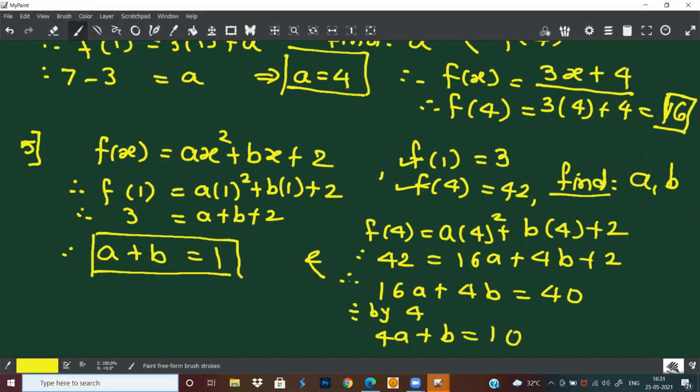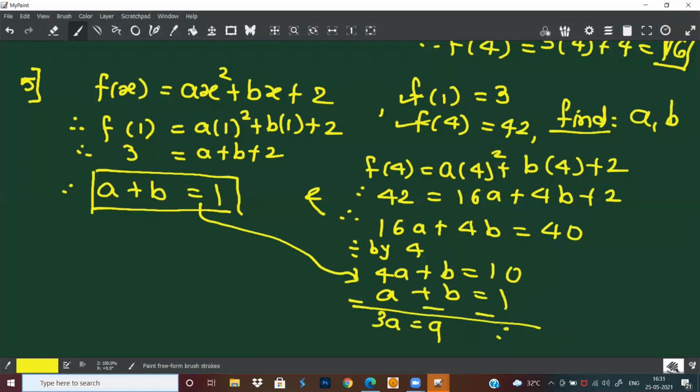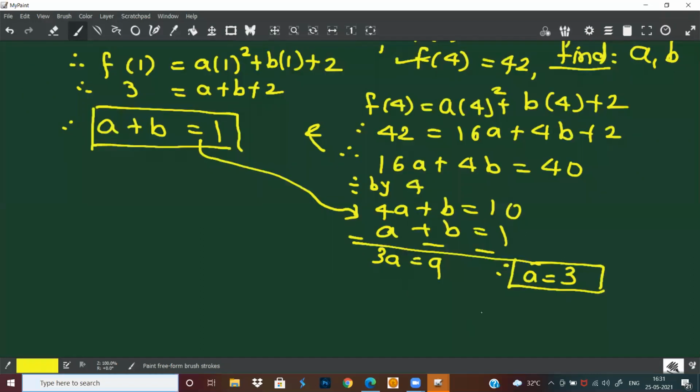Below that write a plus b is 1. Subtract. So you will have 3a is 9. A you get as 3. So 3 plus b is 1 gives you b as -2. These are all, you're just playing with the values of the function.